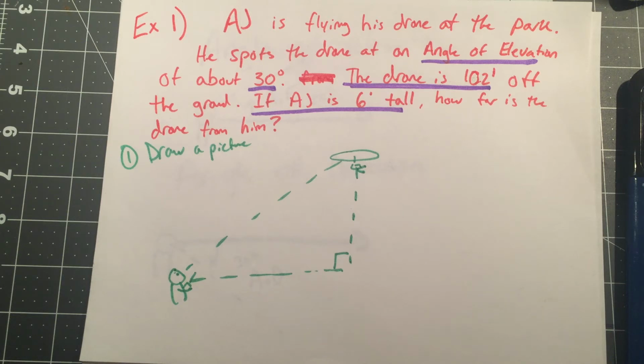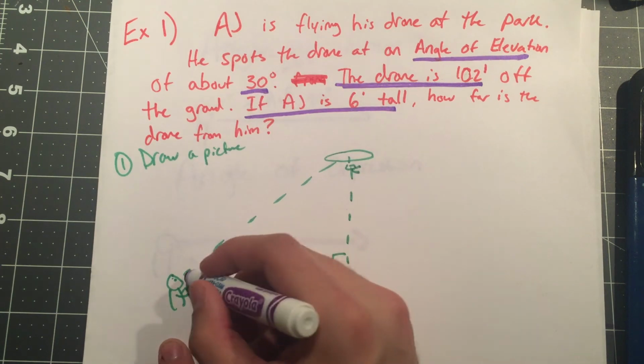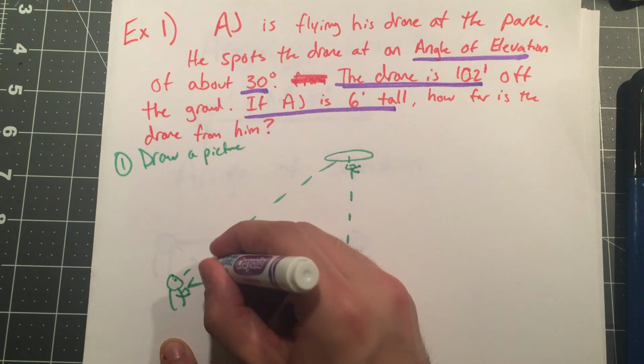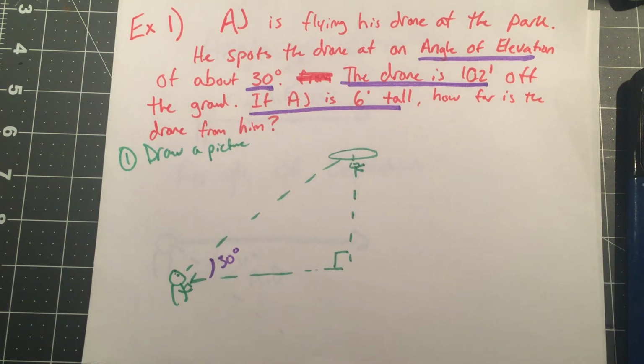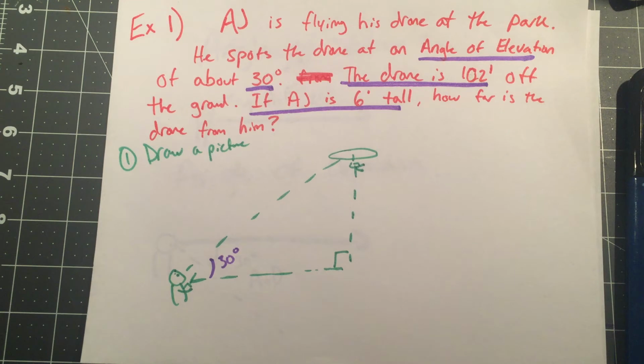We know the angle of elevation is 30 degrees. So I start from horizontal, I start at his eye level, and I go up. This is 30 degrees. The bottom left corner is 30 degrees. That's what that means. That is where we're getting that information. That's why it's so critical.